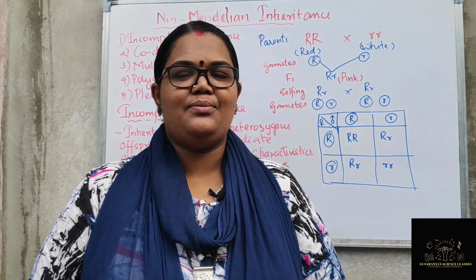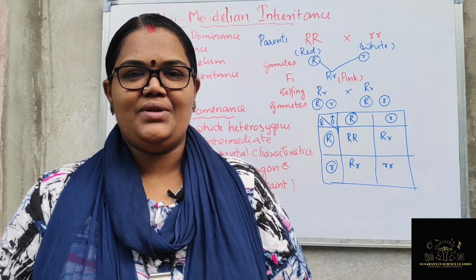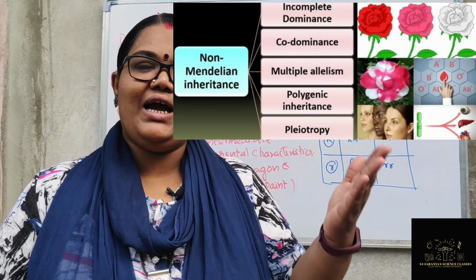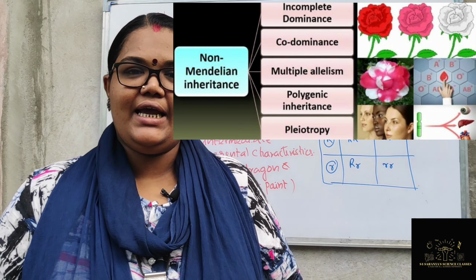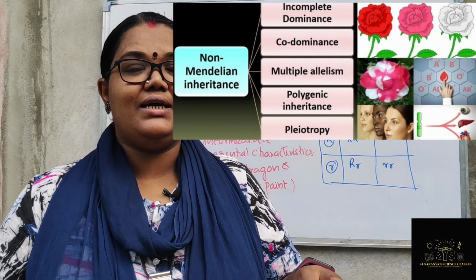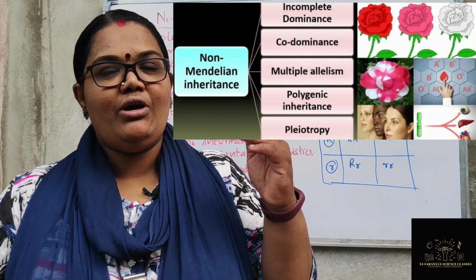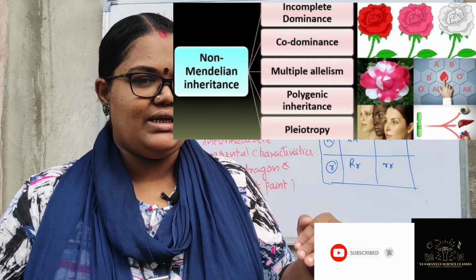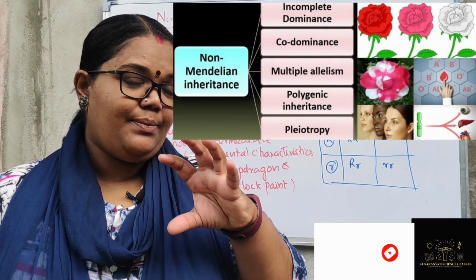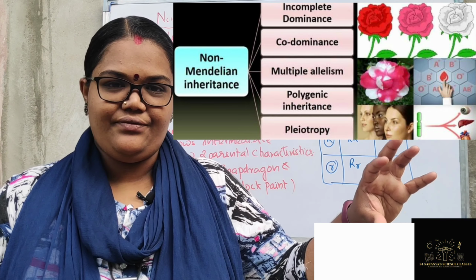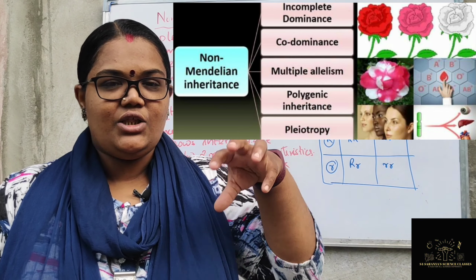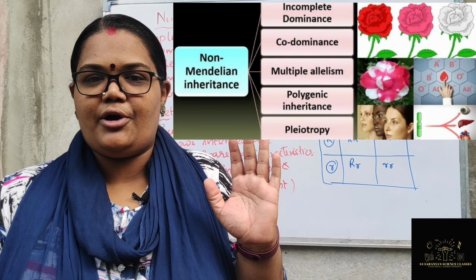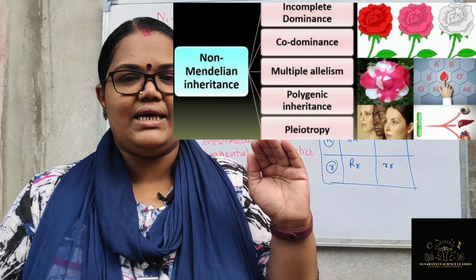Today we are going to discuss some non-Mendelian inheritance. In the previous session we discussed Mendelian inheritance: the monohybrid cross, the dihybrid cross, and how characters are inherited by the offspring. In those crosses, if the pea plant parents are tall and dwarf, the offspring will be either tall or dwarf. No intermediates are forming there.